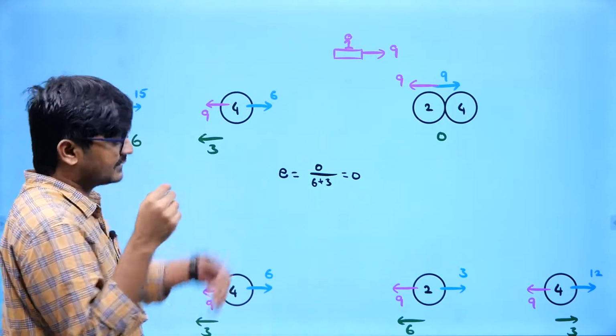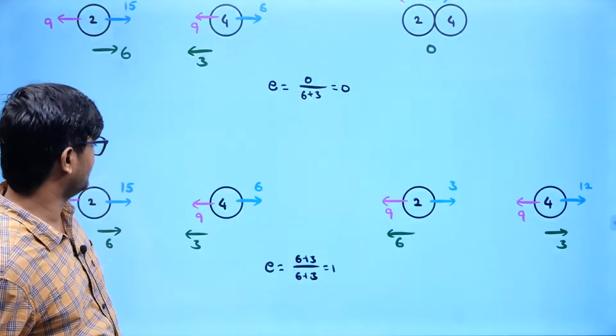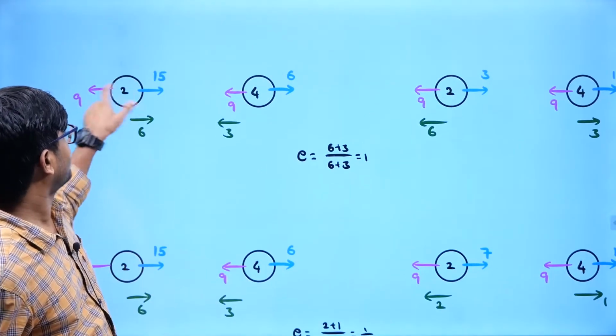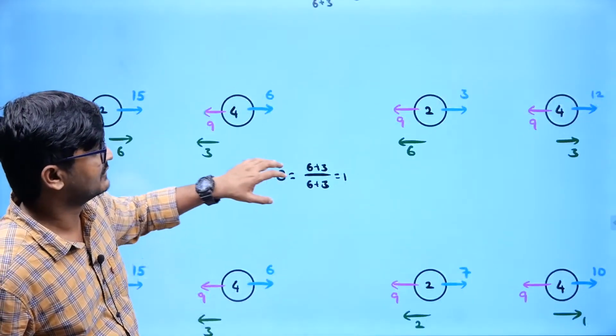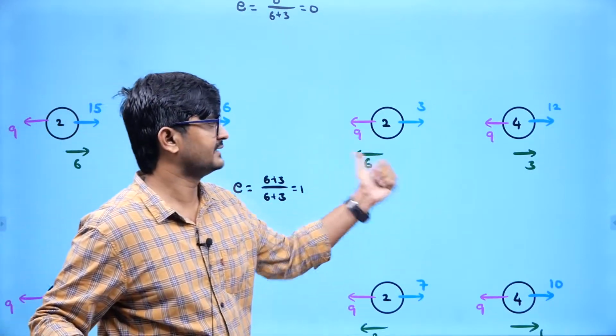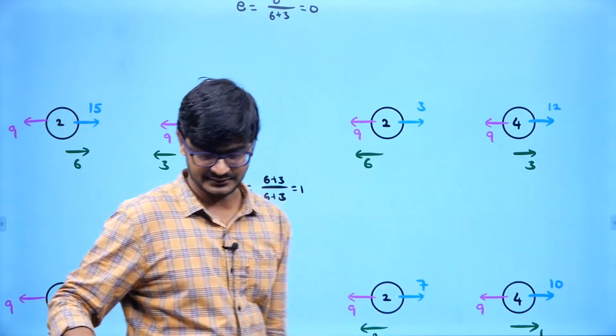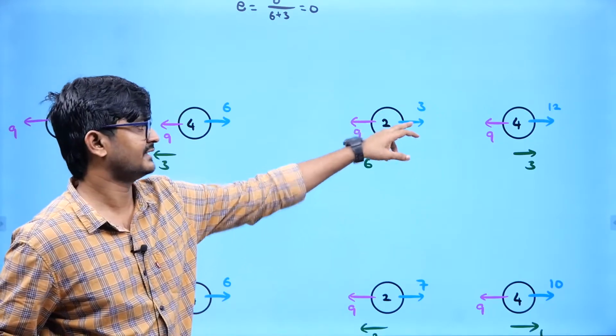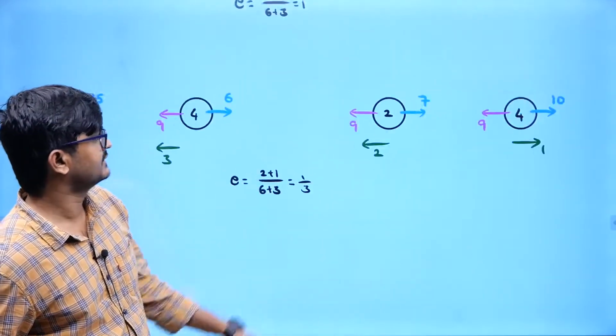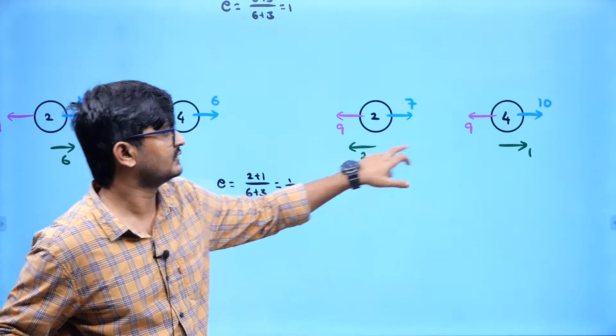Now similarly, I will be going to the next part also. I will be doing the same thing, subtracting 9. Now, I will be feeling like 2 kg is moving with the speed 6, 4 kg is moving with the speed 3. 12 minus 9, 9 minus 3. Now, in the third case, I will be feeling this is moving with the speed 2, this is moving with the speed 1.